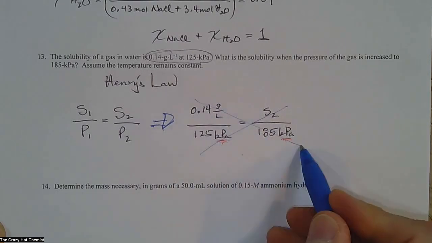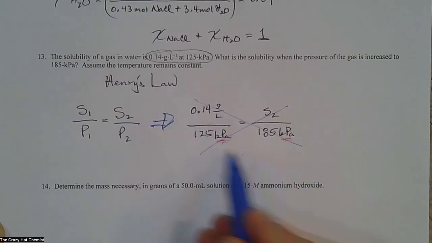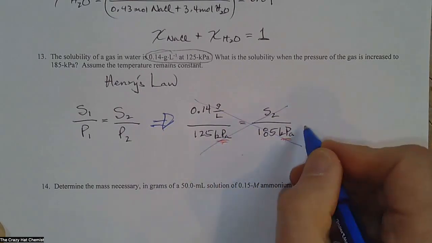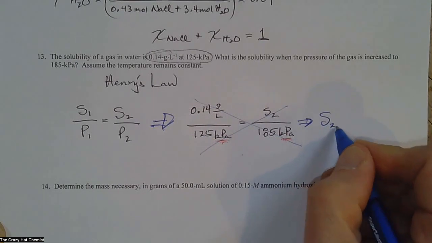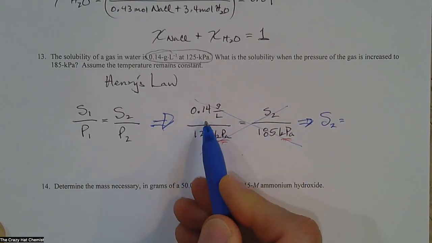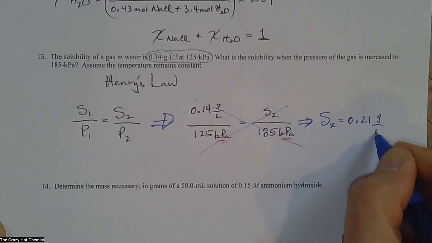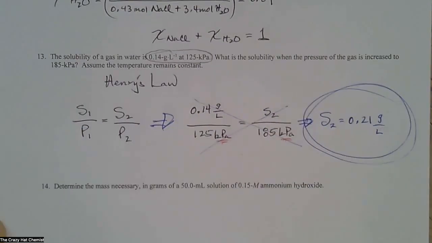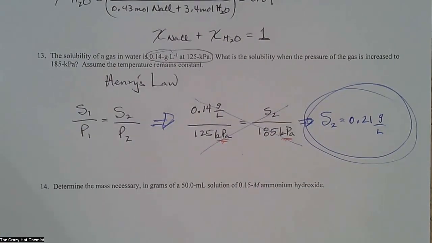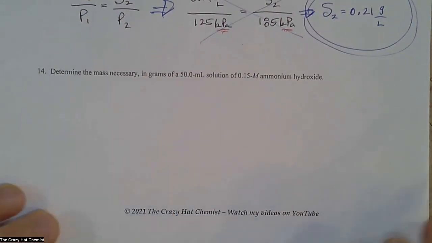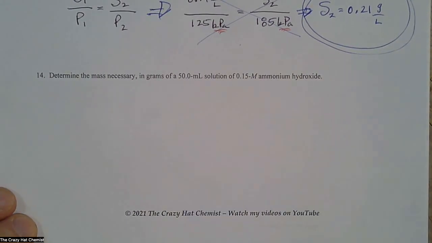I'm going to cross multiply. Okay, so it's going to be mathematically 0.14 times 185 divided by 125, and I'm going to get the solubility of the gas, and I'm going to have two significant figures, 0.21 grams per liter, and there's my answer. Fantastic. That one should have been super simple. All right, so we're going to move this on up here. There we go. And we're going to do problem number 14.